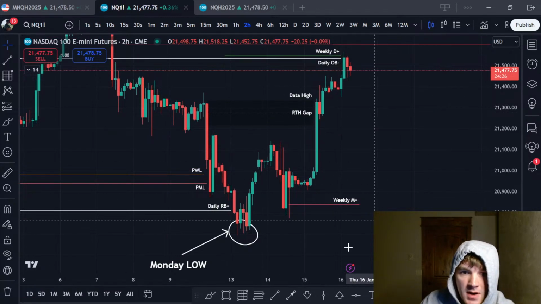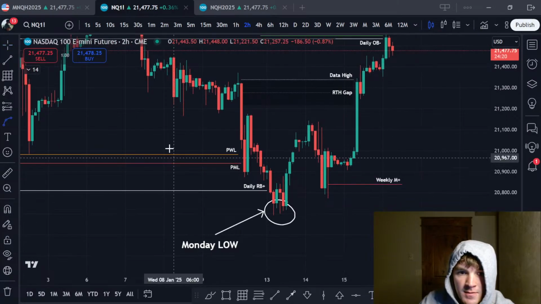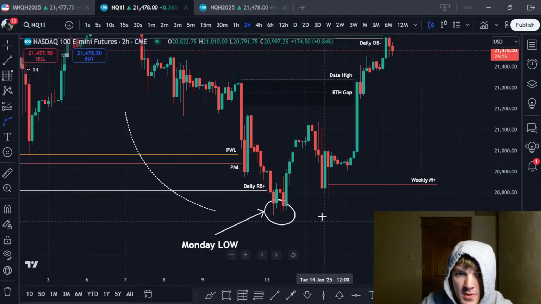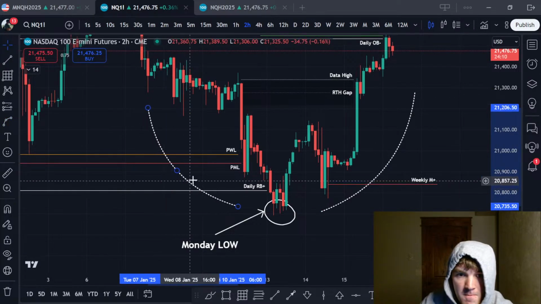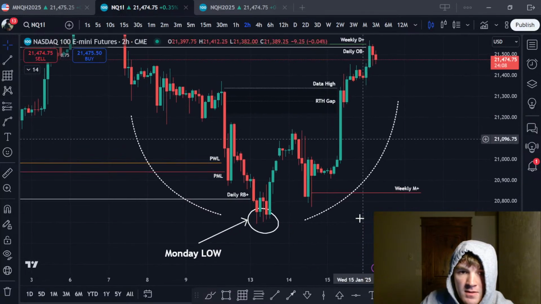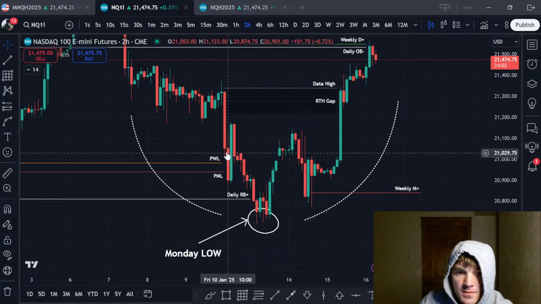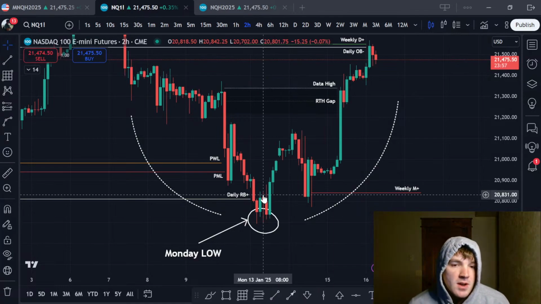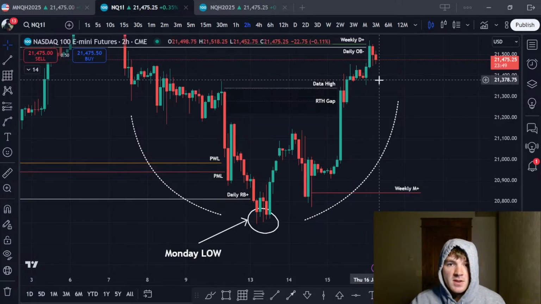Okay, so boom. Let's make this into our buy model. Boom and boom. And so what happened was, this is what it looks like to me so far: you had a classic expansion week where Monday pushes lower, and then Tuesday, Wednesday push higher.